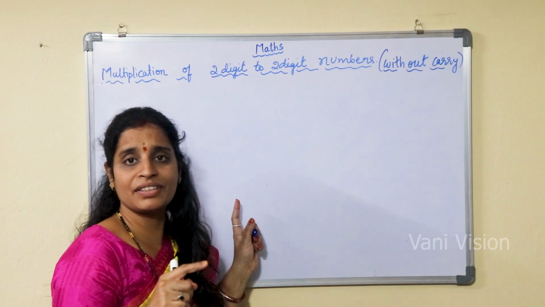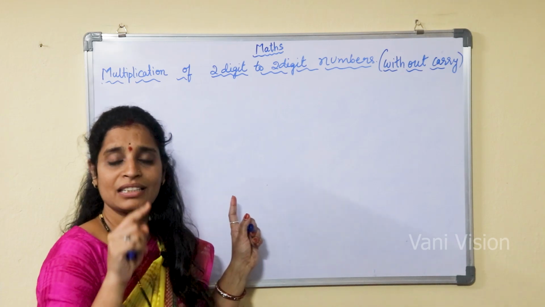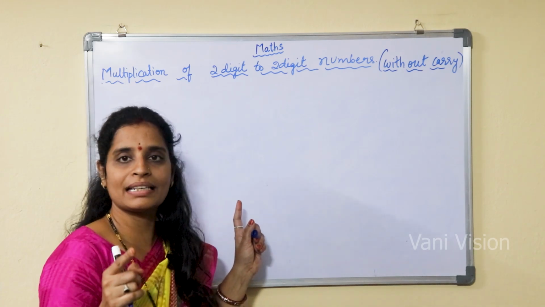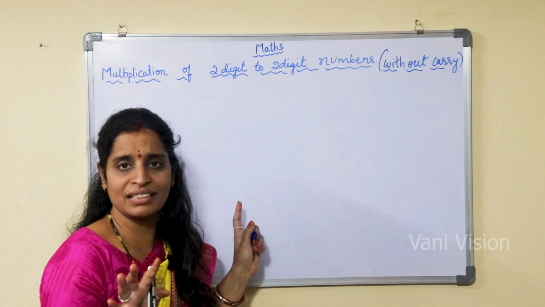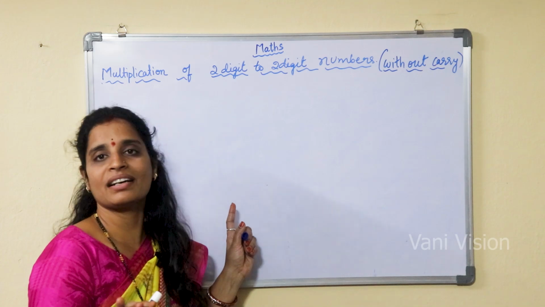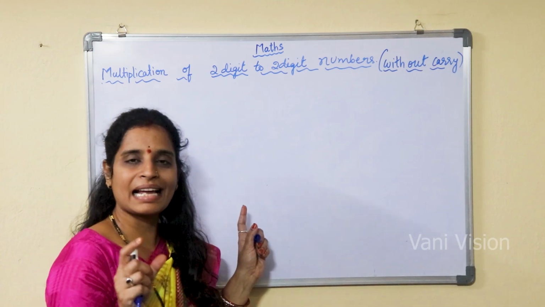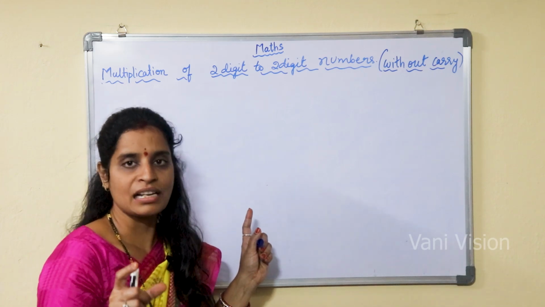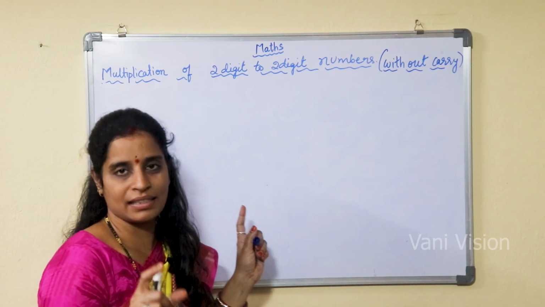Like in the last videos, we learned multiplication like 2-digit by 1-digit, 3-digit by 1-digit, 4-digit by 1-digit, right? We learned them by using the balancing method only. The same method we are going to use, but slight little changes are there in this. So concentrate while doing this.